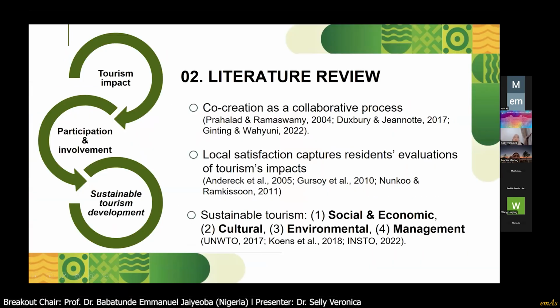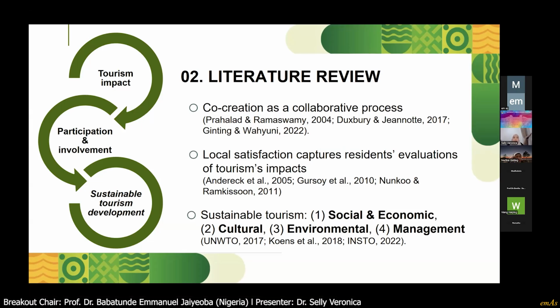In the literature review, we researched the theory of co-creation as a collaborative process in sustainable development in Pangururan, and also how local satisfaction can capture residents' evaluation of tourism impacts. And we look at the aspects of sustainable tourism: social, economic, cultural, environmental, and management sustainability.